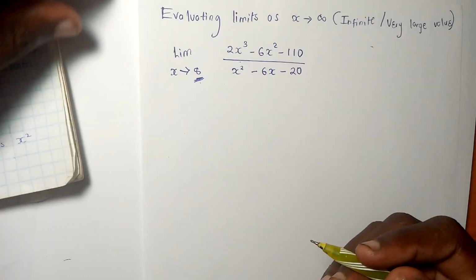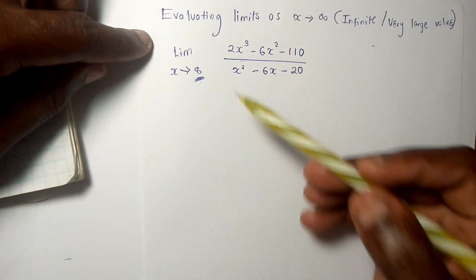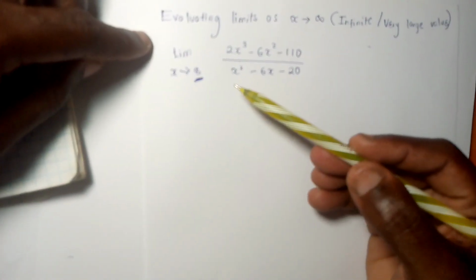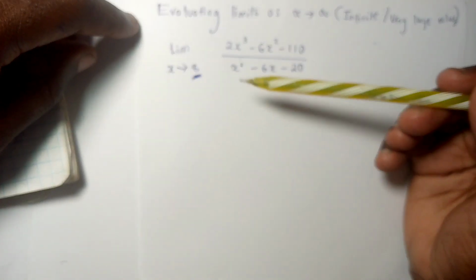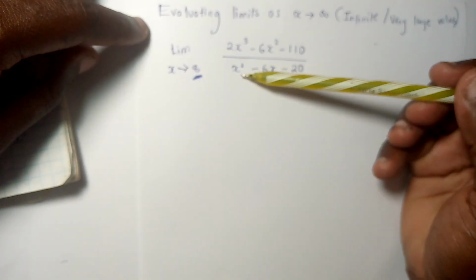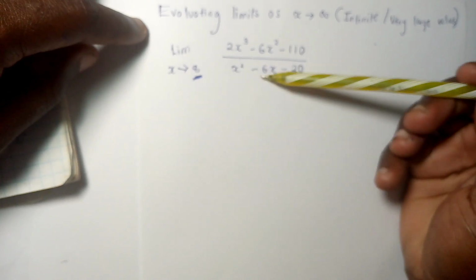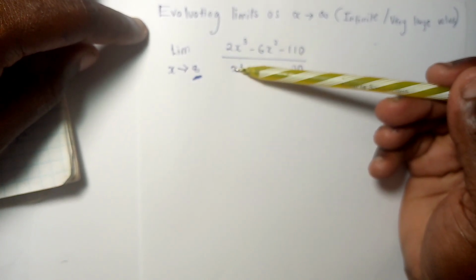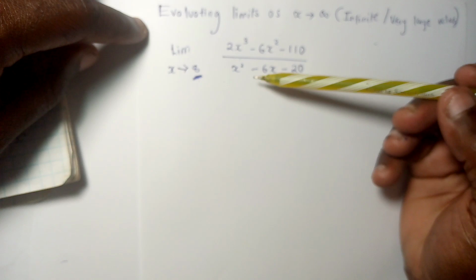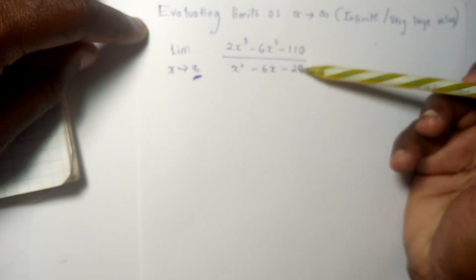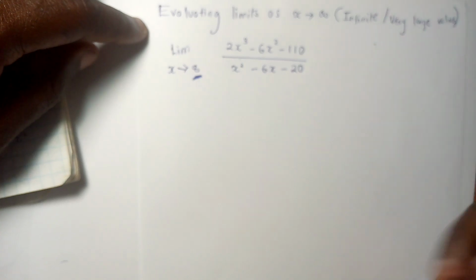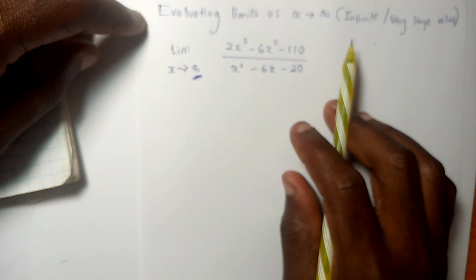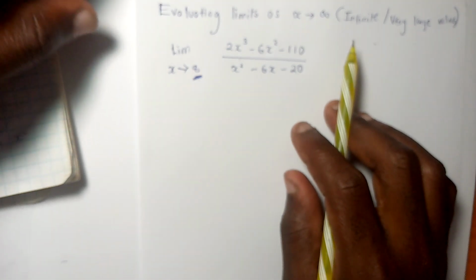In this case, we see that the highest power of x in the denominator is x squared. And so we are going to divide each of these terms by x squared so that we are able to get our value.